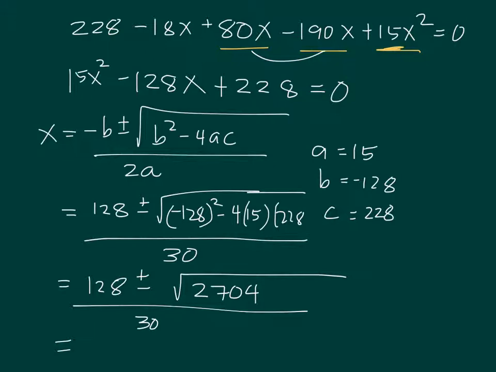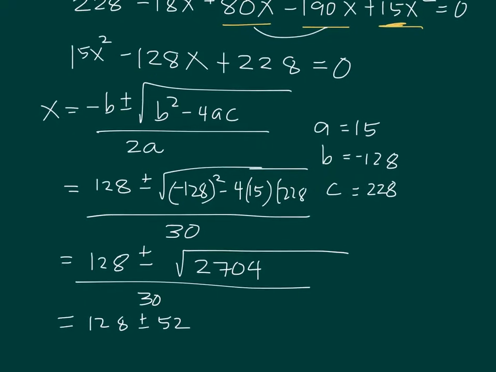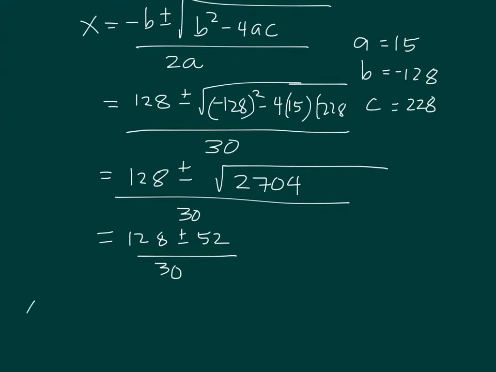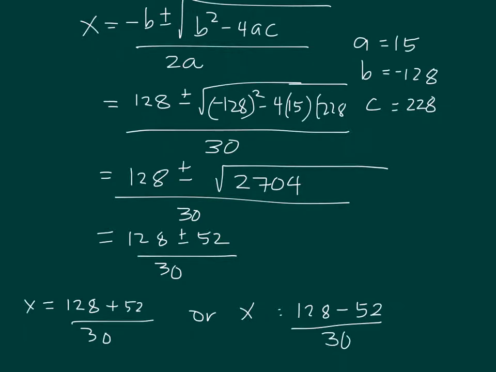And if we get the square root of 2704, it should give us 52. So 128 plus or minus 52, and then divided by 30. So that means x could take the value 128 plus 52 over 30, or x is equal to 128 minus 52 over 30. Okay? So there are two possible values for x.